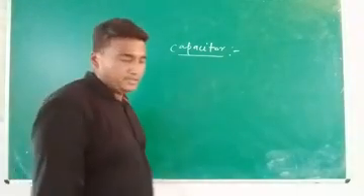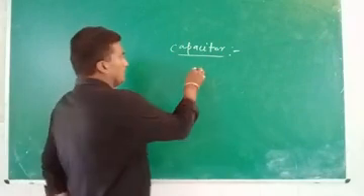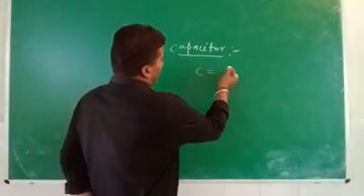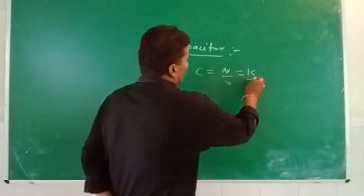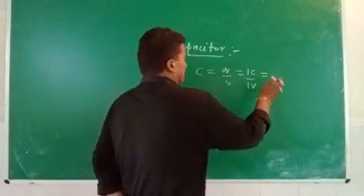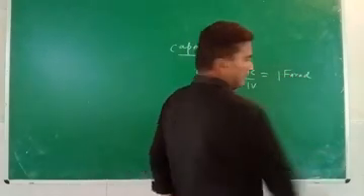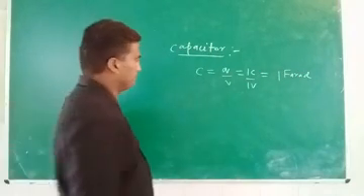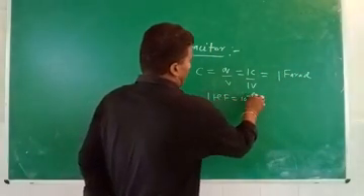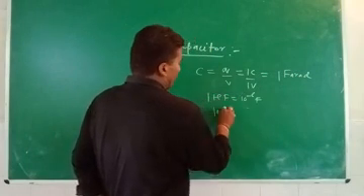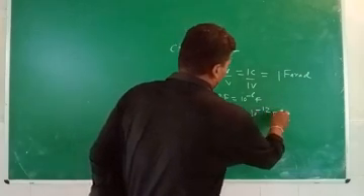What is a capacitor? A body that can store an amount of charge is known as a capacitor, and it is denoted by C is equal to Q by V. 1 coulomb upon 1 volt is equal to 1 farad. That is the SI unit of capacitance. 1 microfarad is equal to 10 power minus 6 farad, and 1 picofarad is equal to 10 power minus 12 farad.